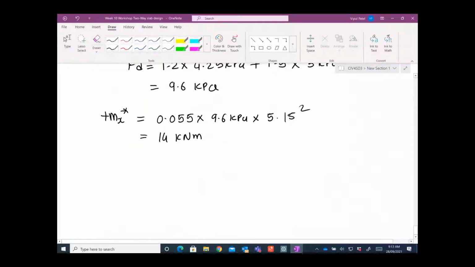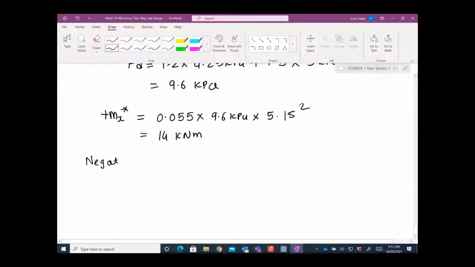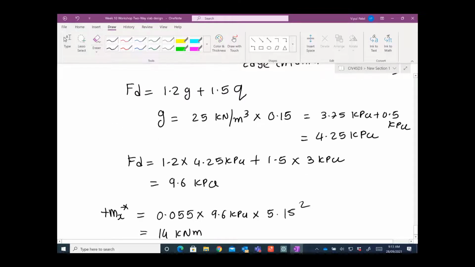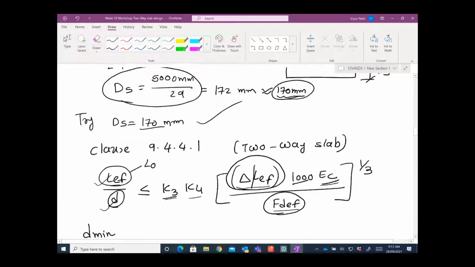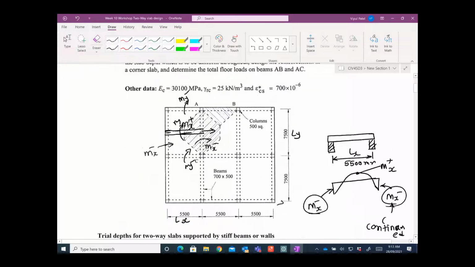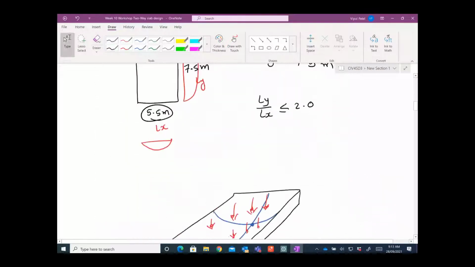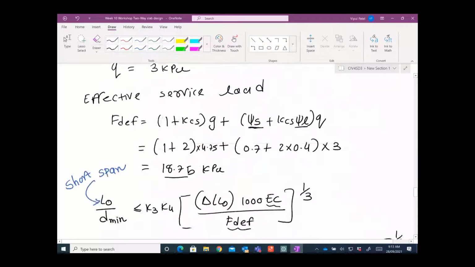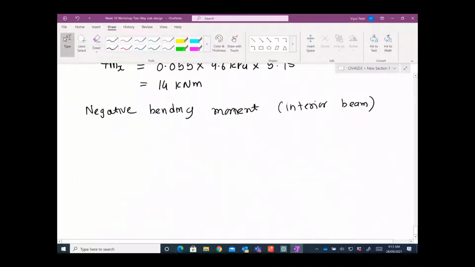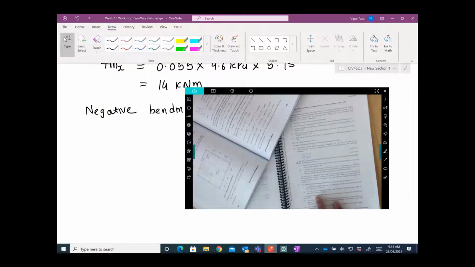Now this positive bending moment we calculated. Let's calculate the negative design bending moment. Now the negative design bending moments that we're going to calculate, let's calculate at the interior beam. Interior beams meaning at here. Interior beams meaning we're going to calculate here, right, for these corner panels. So now for interior beam, for this negative bending moment, we're going to use this clause.